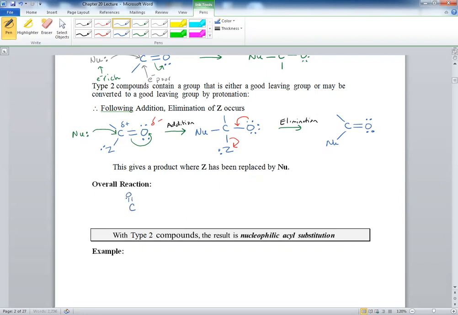You have Z, the nucleophile attacks, and the nucleophile now replaces Z. And you have, of course, Z out.